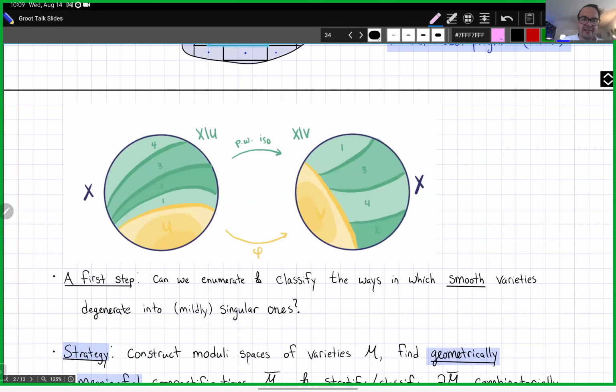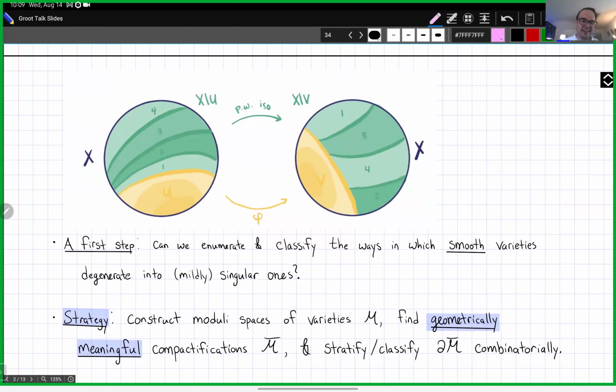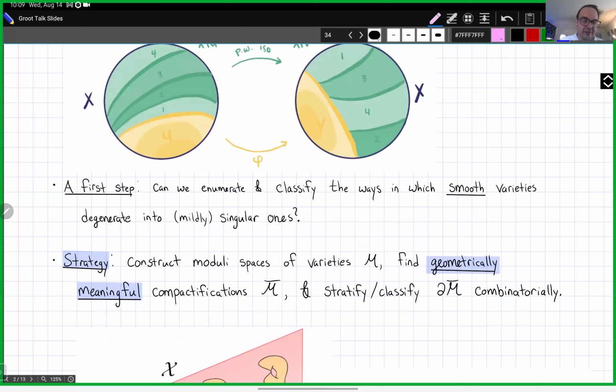And so a first step into this classification problem is asking, well, can we enumerate which ways smooth varieties degenerate into mildly singular ones? So we don't allow arbitrary singularities necessarily. We want some control on them. And there are many different types of singularities, log canonical, Kawamata log terminal, many different ways of controlling the singularities. And so the strategy here is to construct moduli spaces of whatever varieties you're interested in, usually of a fixed dimension with some fixed numerical invariants.